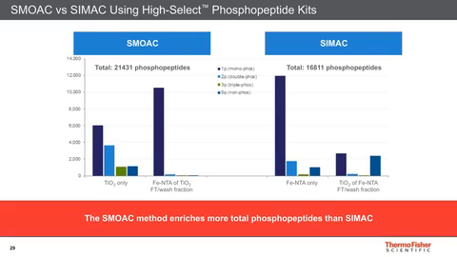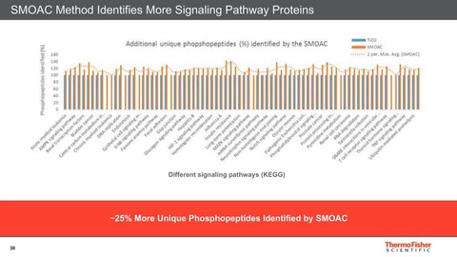Further, after enrichment of the flow-through and wash fractions using iron NTA, the SMOAC method enriched over 10,000 phosphopeptides, which were mostly monophosphorylated with greater than 95% specificity. In contrast, when we use the SIMAC method with our resins and buffers, it enriched less than 2,000 additional phosphopeptides, and of these, only 50% of them were specific. Therefore, the SMOAC method enriches more total phosphopeptides than SIMAC when using the High-Select kits.